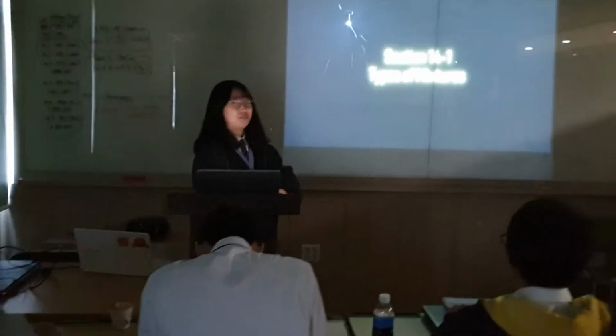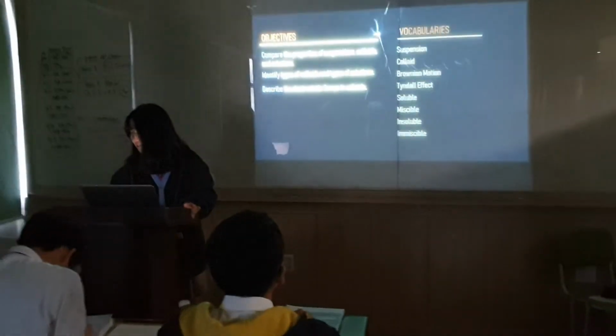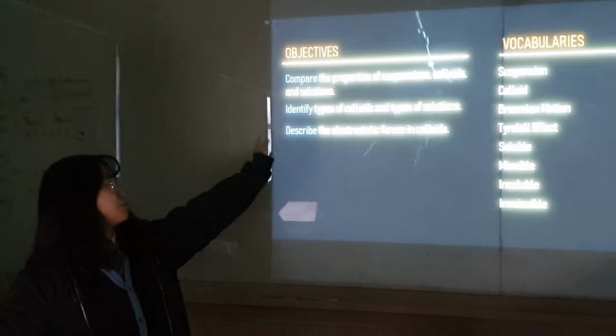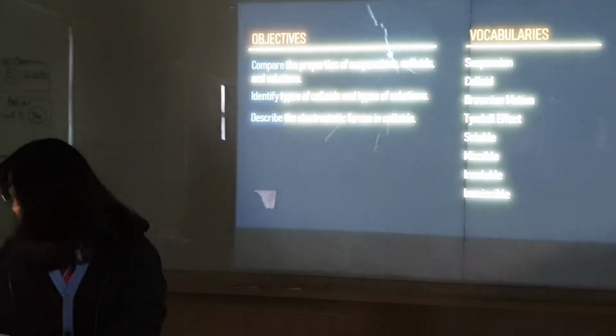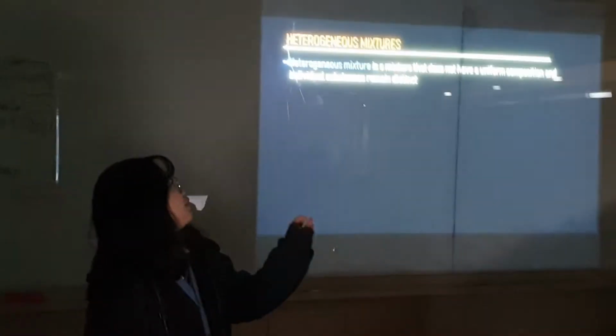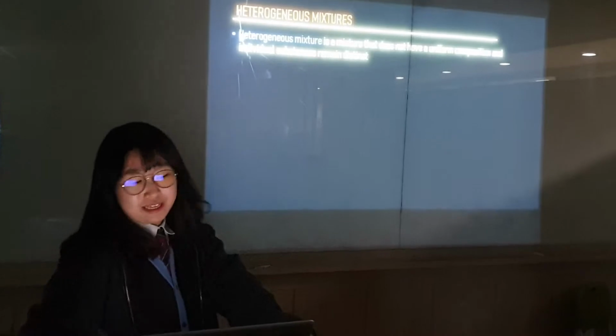Understand about section 14-1, types of mixtures. After you listen to my presentation, you'll be able to solve the examples and know the vocabularies. So the heterogeneous mixture is a mixture that does not have a uniform composition and individual substances remain distinct.